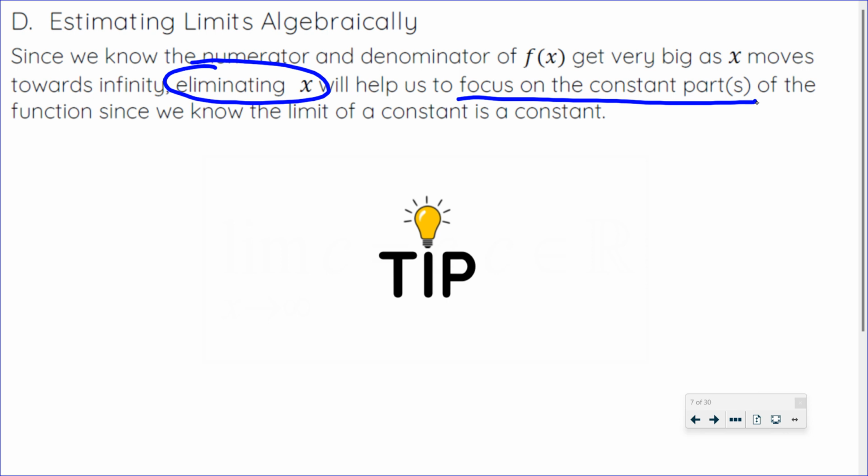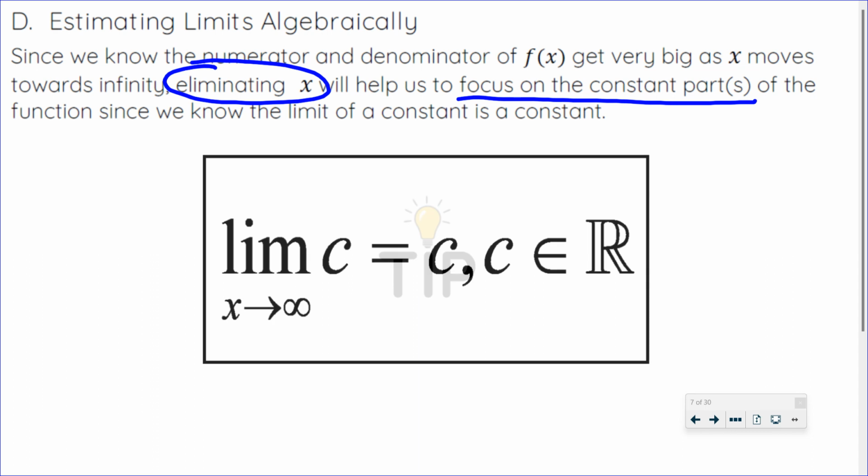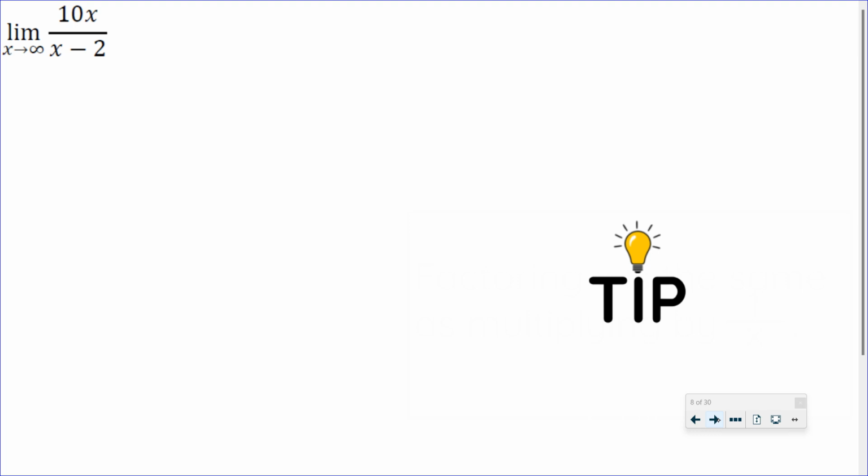And I want to know what is happening with this function. The reason that I do this is because I know the limit as x approaches infinity of c, where c is any real number, is just the constant value itself. I'm going to use this to help me solve for it algebraically. So for example, in this limit here, I want to take x out of the mix entirely. So I'm looking at the limit as x approaches infinity.